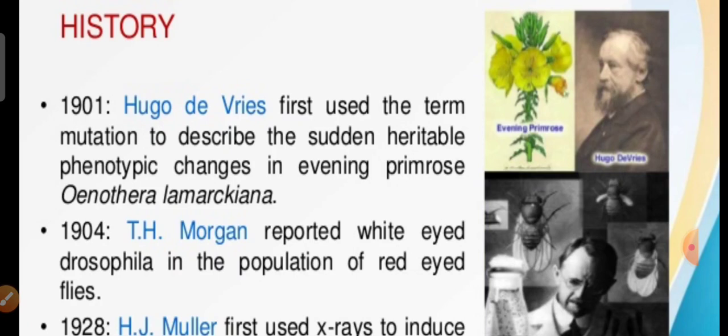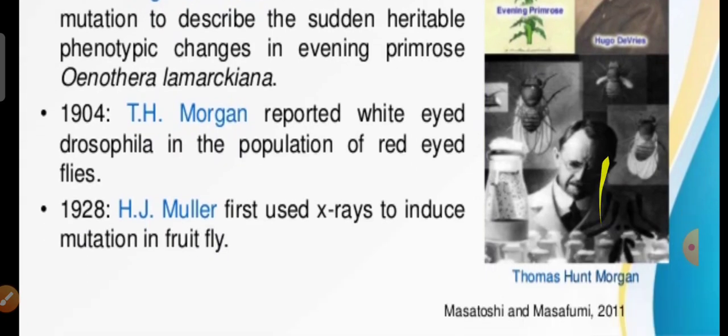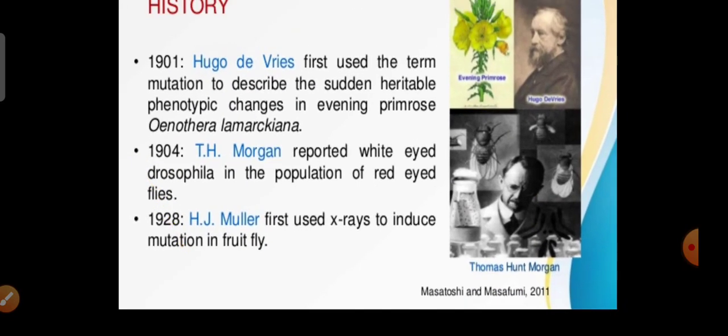The term mutation was first coined by Hugo de Vries to describe the sudden heritable phenotypic change in the flower primrose. Further, other scientists like T.H. Morgan and H.J. Muller studied various mutations taking place and how mutations can be brought about. But the term mutation was first used by Hugo de Vries.